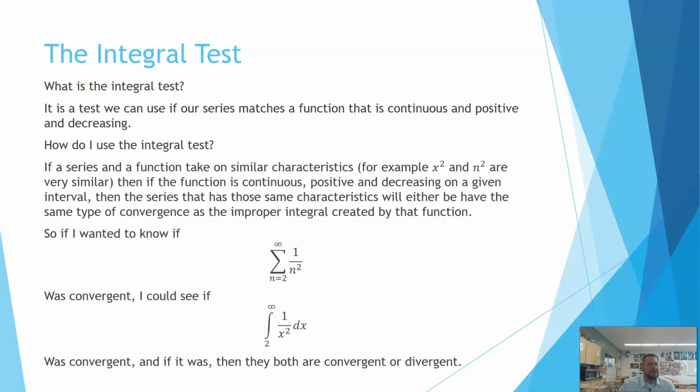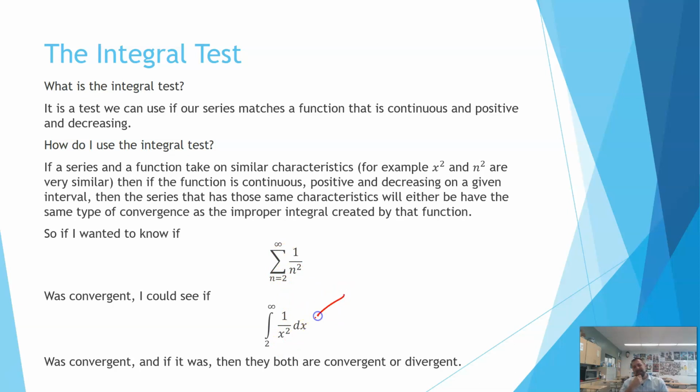The way that we use the integral test is we compare a series and a function that take on very similar characteristics, like x squared and n squared, or 1 over x squared and 1 over n squared. So what we do is we see if the function is continuous, positive, and decreasing, then we make ourselves an improper integral, like this one we've got from 2 to infinity of 1 over x squared, and we compare that to the infinite series.